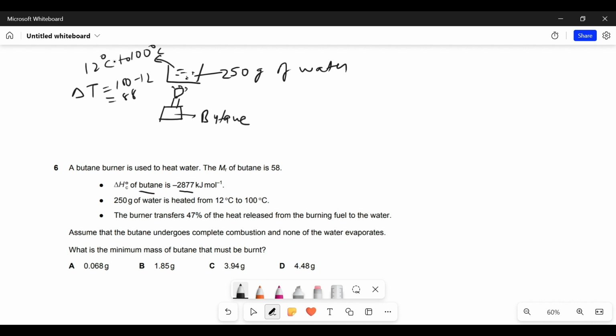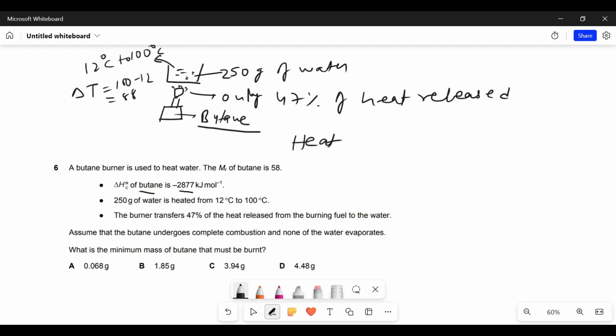The third statement is, the burner transfers 47% of the heat released from the burning fuel to the water. That means whatever heat is being released from butane burning, only 47% of heat released is absorbed by water. Let's see what is the heat absorbed by water.